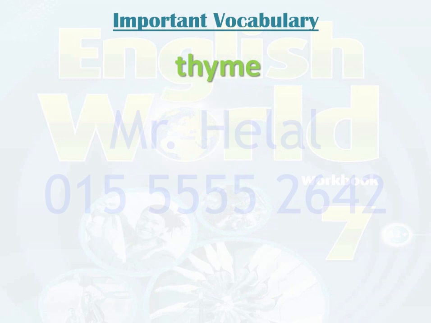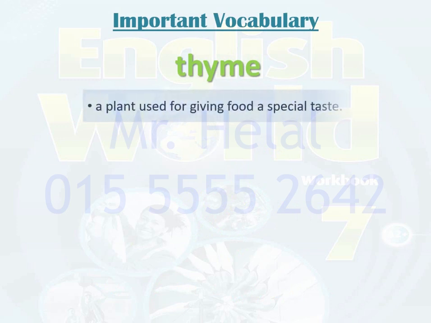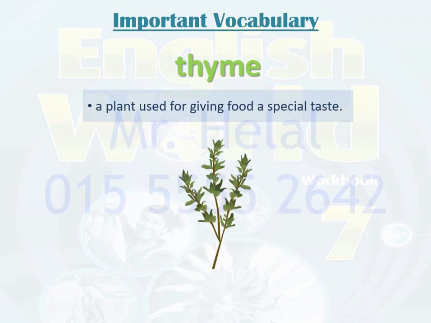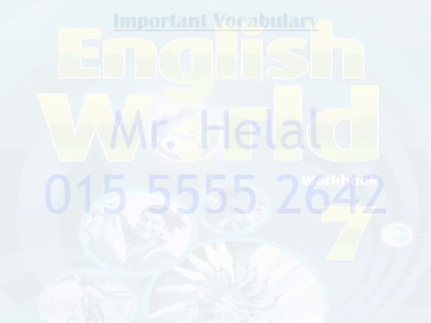Thyme. Thyme is a plant used for giving food a special taste. الزعتر هو نبات بيستخدم في إنه بيدي الأكل مذاق معين أو مذاق خاص. Example: Woody herbs like thyme stay green. الأعشاب الخشبية زي الزعتر بتحتفظ بلونها الأخضر.